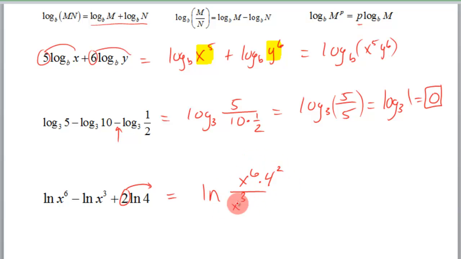Alright, so this whole thing is the input. Don't get the idea that this x cubed is under the natural log. Remember, the function has an input, and so it's helpful to put some parentheses in there. It's the input of the whole thing.